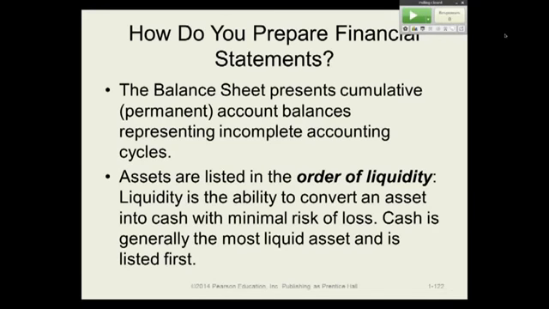The other important point that I'll show you in a minute is that the way we list the assets, we list them in what is known as the order of liquidity. Liquidity is the ability to convert an asset into cash with minimal risk of loss. Now, cash, of course, is the most liquid.